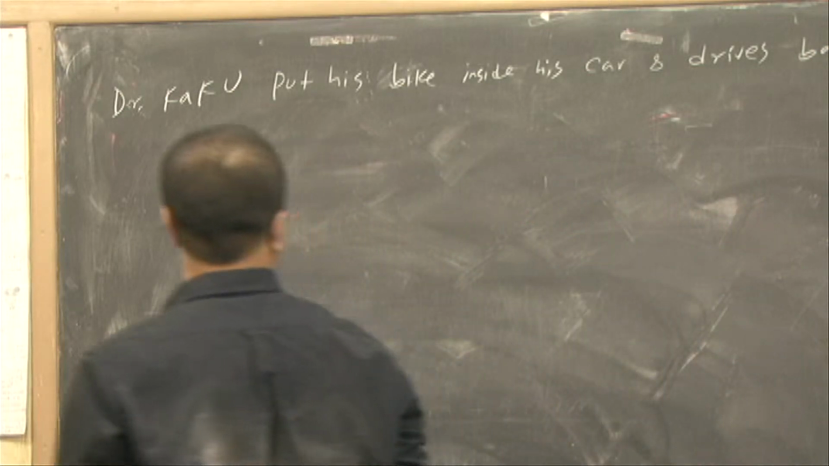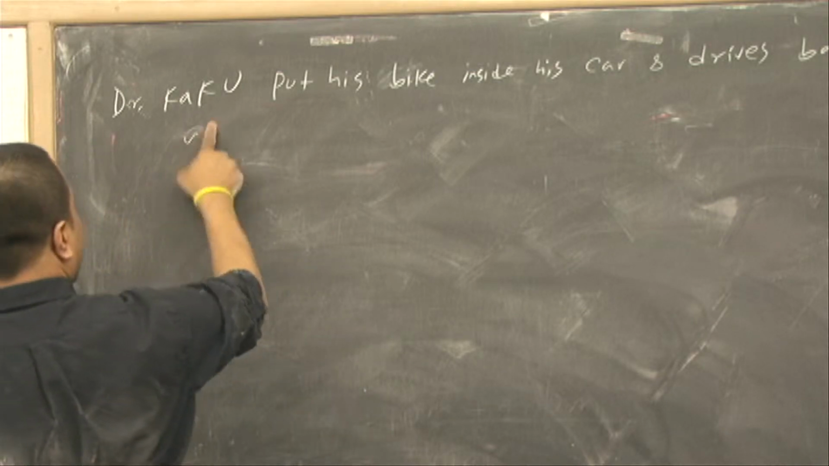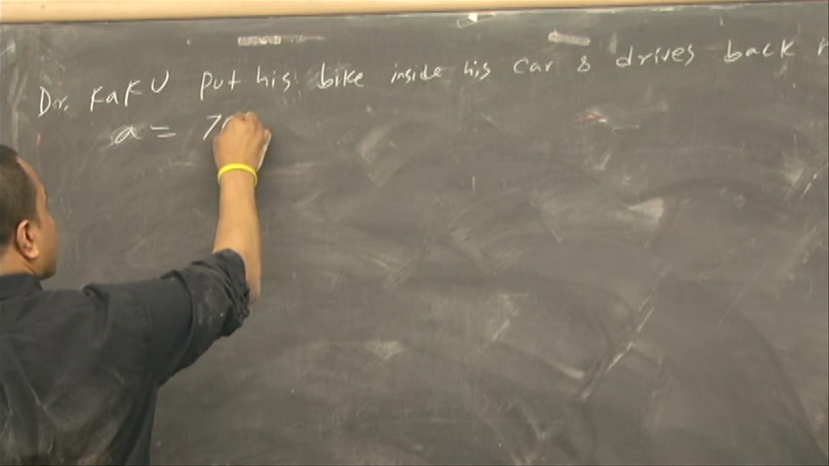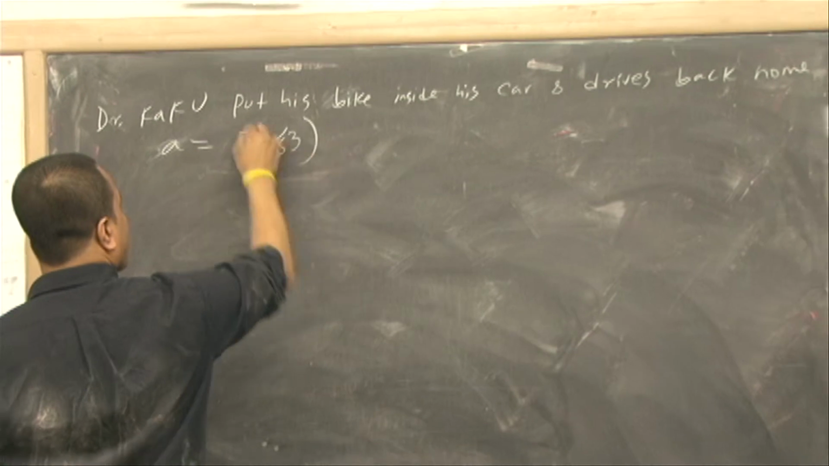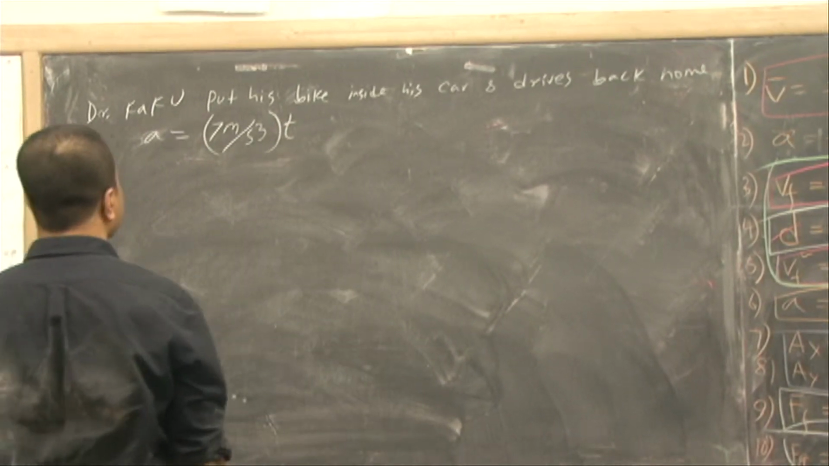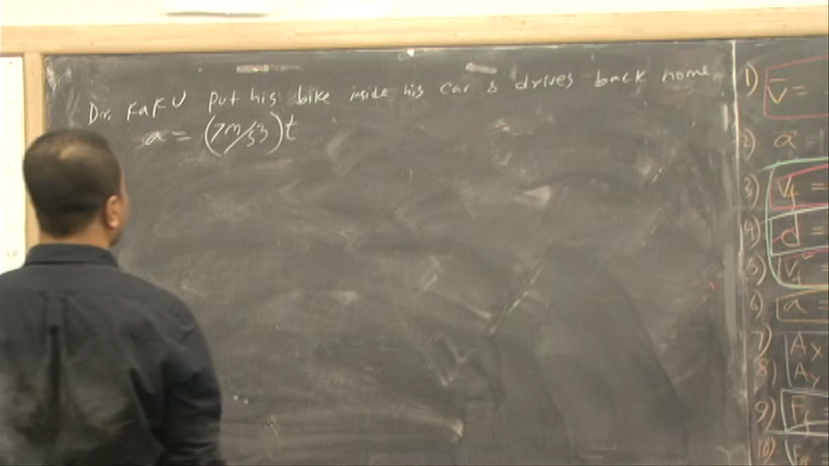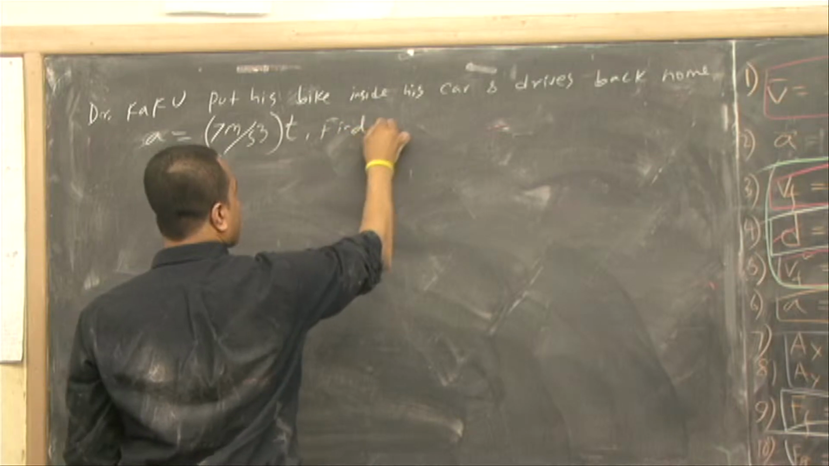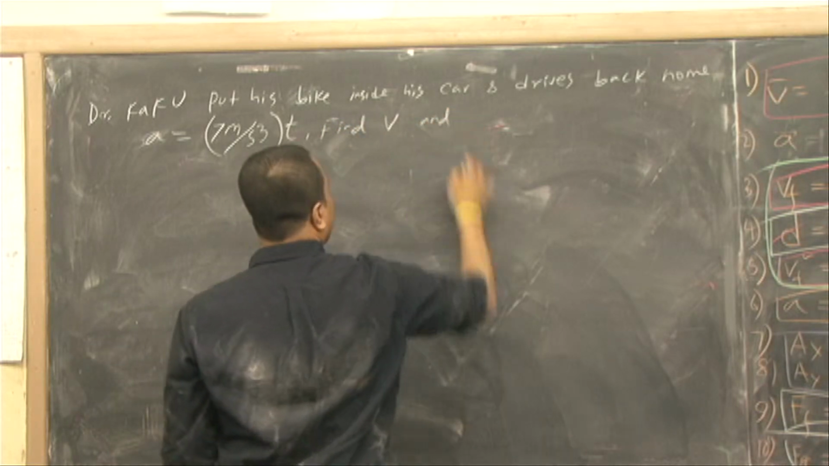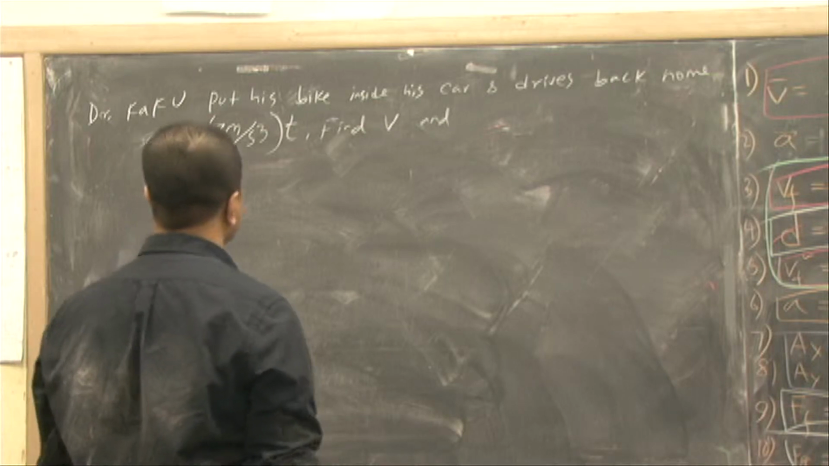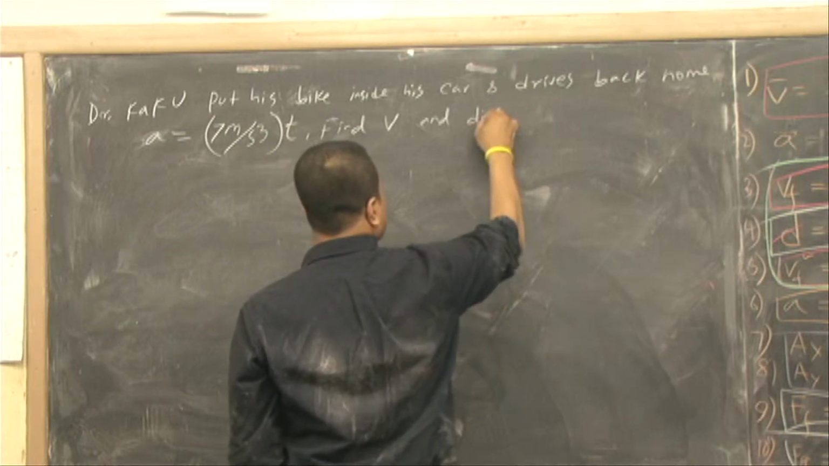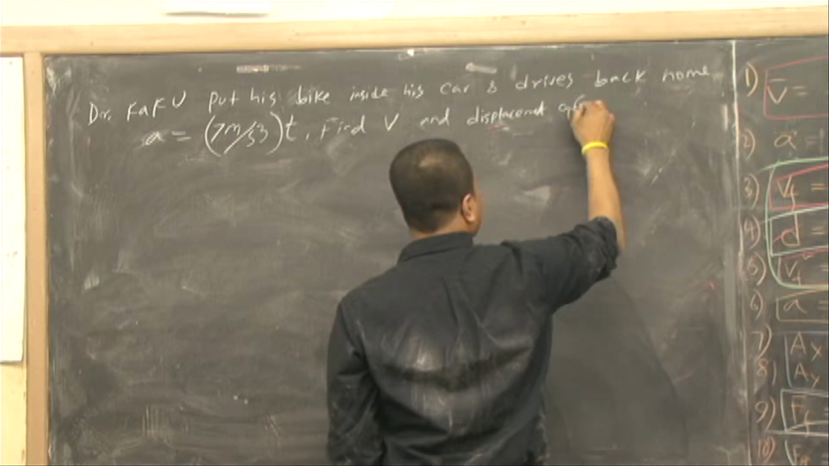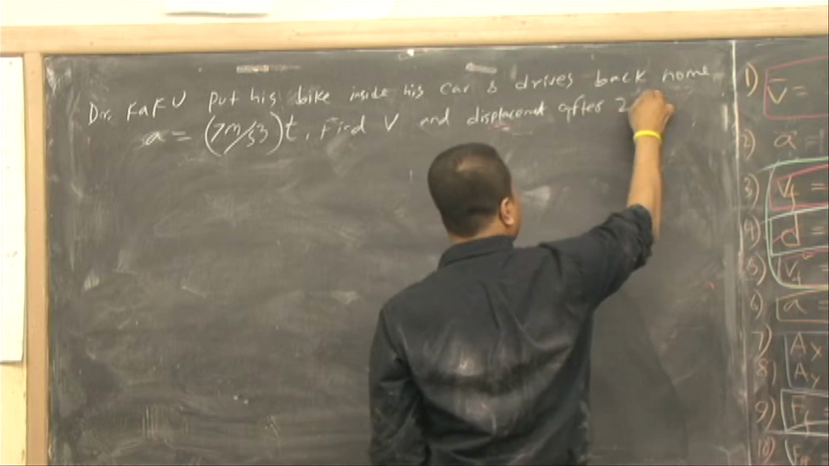And the position function is, well, the acceleration. Let's give the acceleration. Let's make the problem a little bit more interesting. All right, a equals 7t, and this is the acceleration. So what are we going to find? We're going to find velocity, and what else can we find? Displacement, maybe. Displacement after 2 seconds.